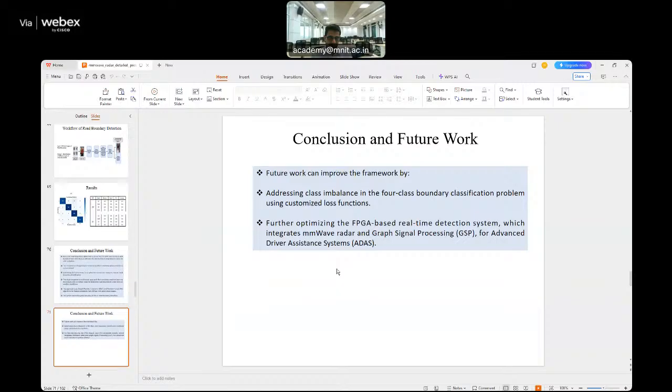In future work, we can improve the framework by addressing class imbalance in the four class boundary classification problem, and further optimizing the FPGA-based real-time detection system. It integrates mmWave radar and graph signal processing for advanced driver assistance systems.